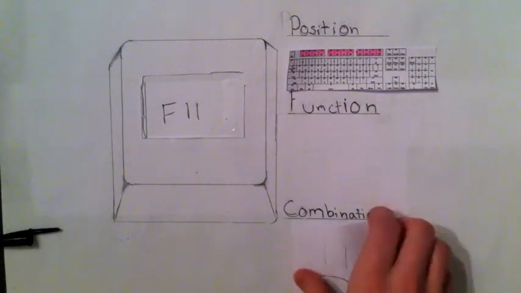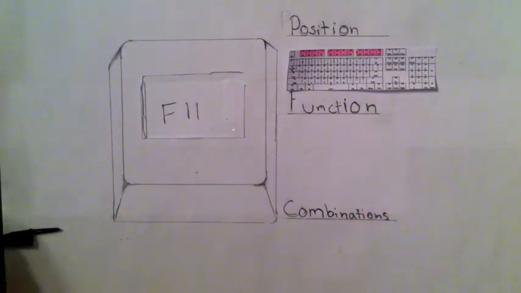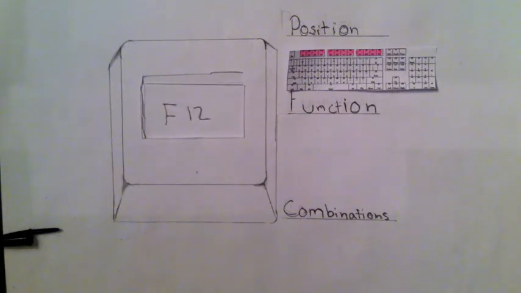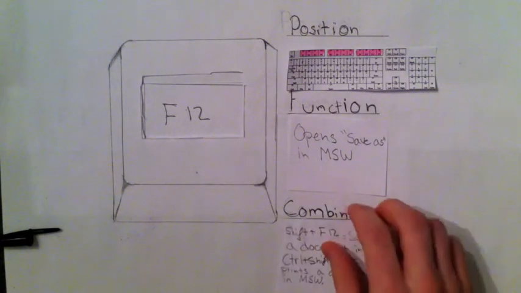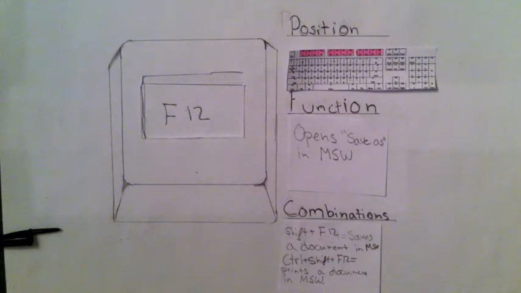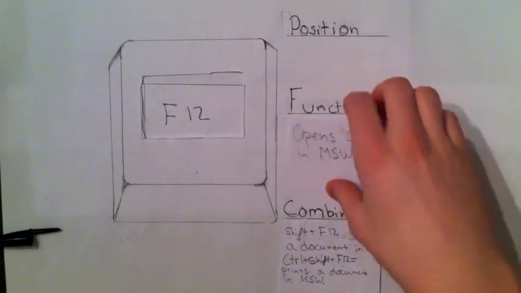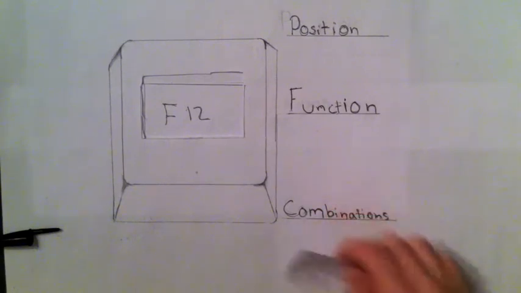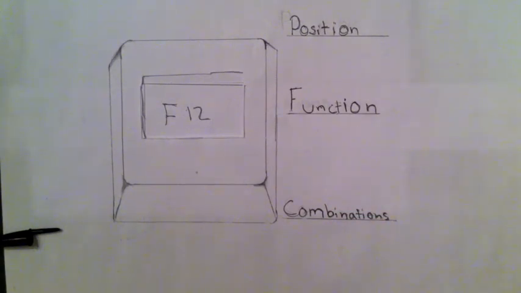And last but not least, out of the function keys, we have F12. By pressing F12 in Microsoft Word, a Save As window will open. By combining Shift and F12, you will simply save your document. And finally, Control, Shift, and F12 will print your document to connected printer. Now that we covered the function keys, we can move on to other keys that might be a bit more of a mystery to some people.